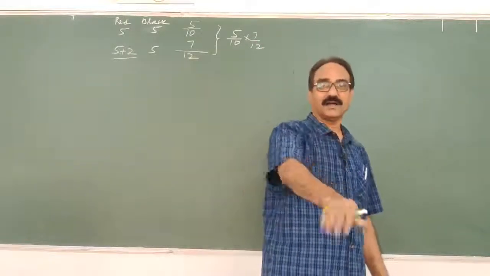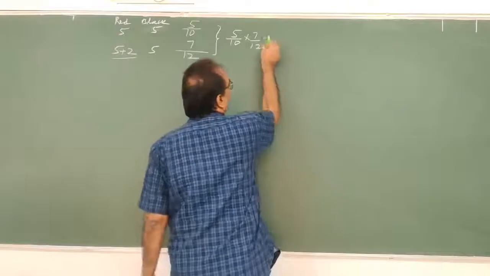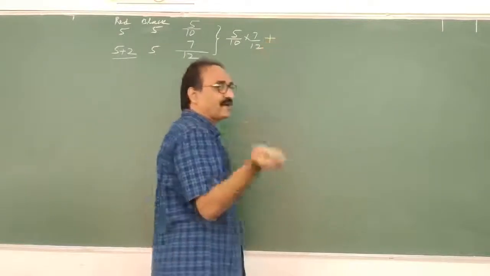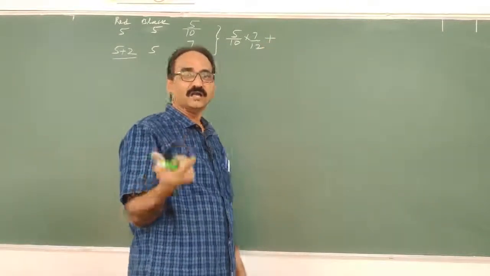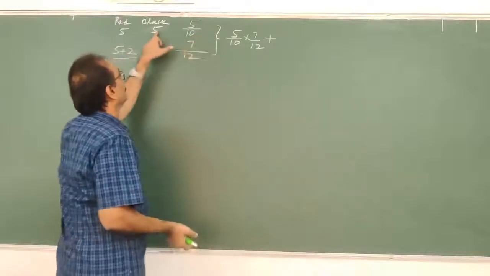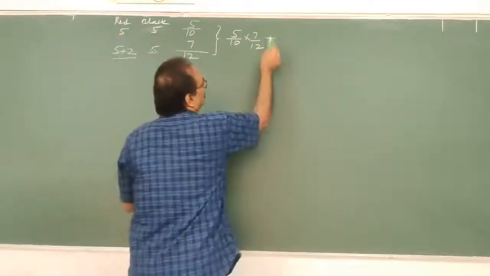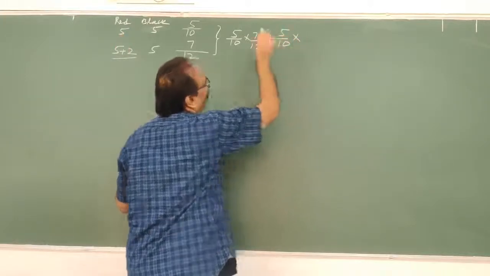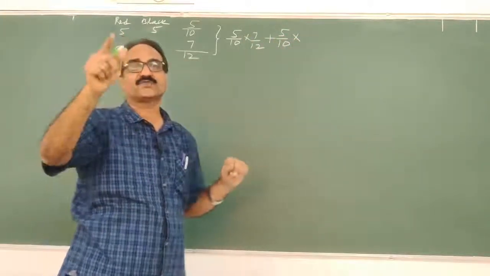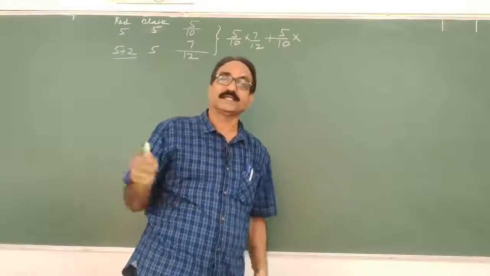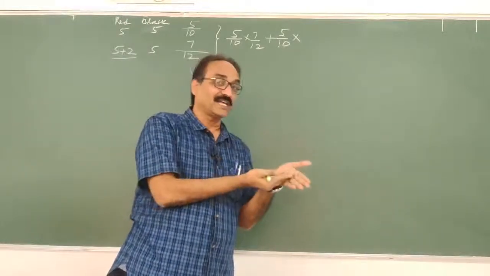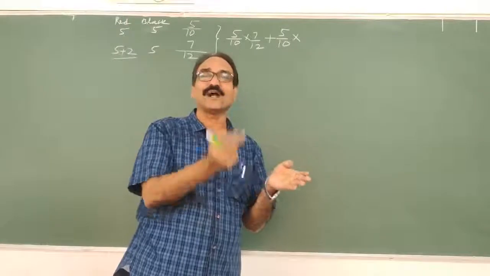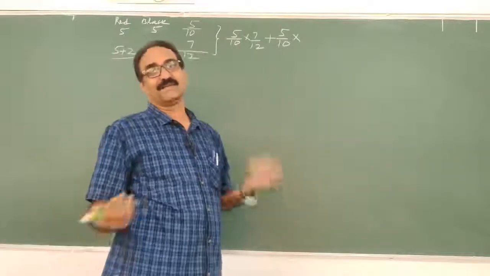Correct. Or means what? Plus. Yes, if I draw a black ball in the first draw, the black balls are also 5. So the total number of balls is 10. So getting it is also 5 by 10. Getting a black ball in the first draw is 5 by 10. Okay. Then what you have to do? After noting the color, again two balls of the same color are added to the urn.